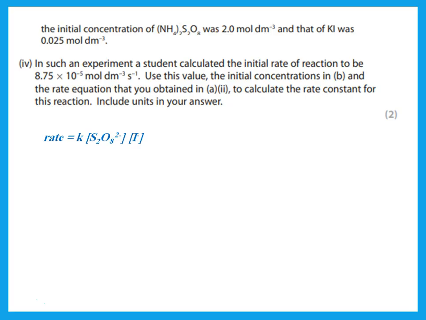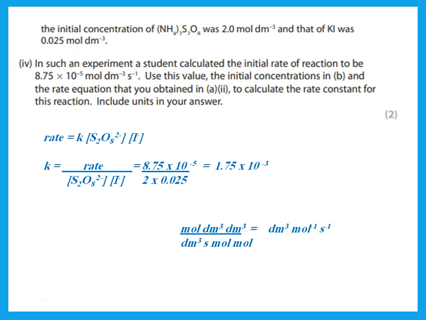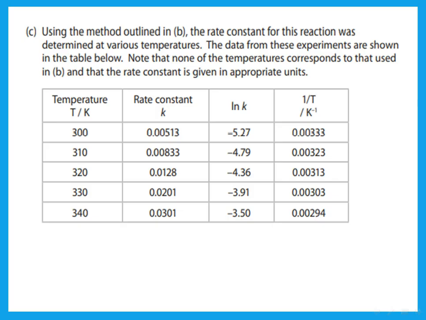So this was the rate equation. That means the rate constant is rate over the concentration of the two reactants. I put in the values that he gives me and I get the value for K. For the units, again, you should know by now how to write the units. Rate is mole per decimeter cubed per second, and any concentration that we have is mole per decimeter cubed. Cancel whatever is the same on top and bottom, and in this case, it ends with decimeter cubed, mole to the -1, seconds to the -1.